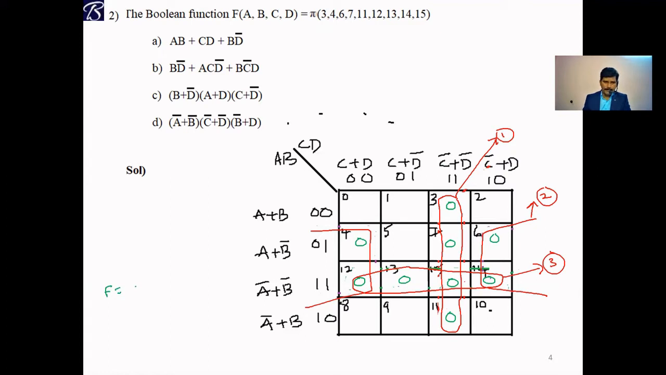Now let us write the minimized function F equal to: the first one is C bar plus D bar. The next term is here, the common term is B bar, and in the first and last, the common term is D, so plus D. This is another max term, and the last one is A bar plus B bar. Let us see the answer: A bar plus B bar, C bar plus D bar, B bar plus D. Option D is correct.